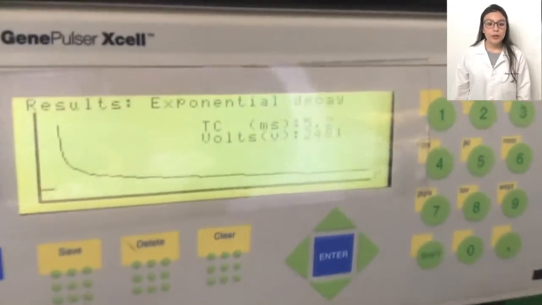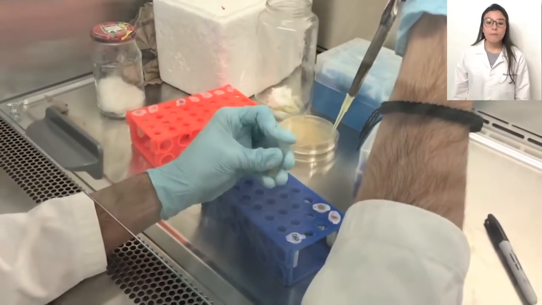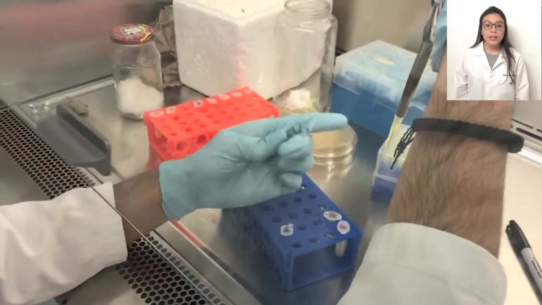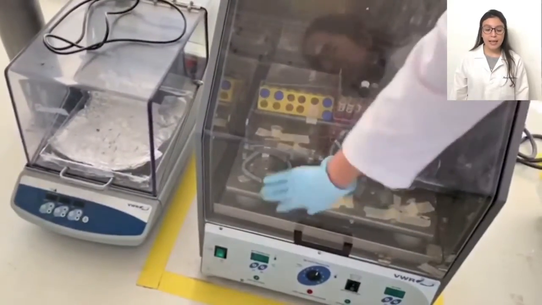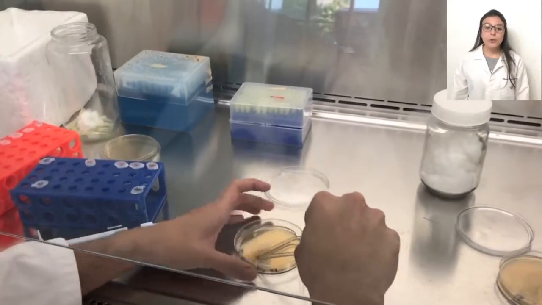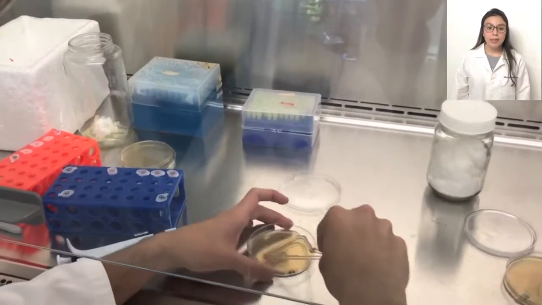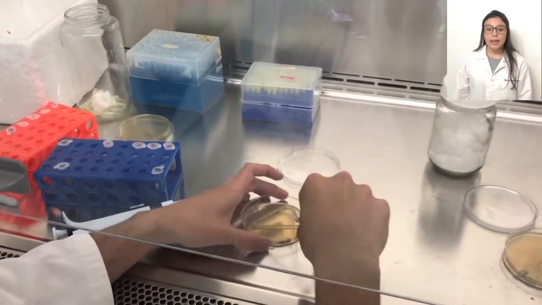4. Place the cuvette in the electroporator chamber and give the electrical pulse. 5. Transfer the mixture to the 1.5 milliliter tube and add 300 microliters of soft medium under sterilized conditions and incubate at 37 degrees Celsius for 30 minutes with shaking at 250 revolutions per minute. 6. Sow two different volumes of the previous culture in LB plates with ampicillin and incubate for 16 to 20 hours at 37 degrees Celsius. And finally, the next day, count the colonies that grew and calculate the transformation efficiency.